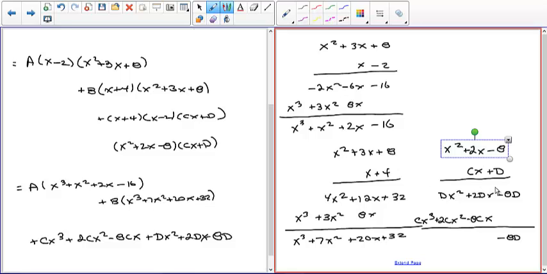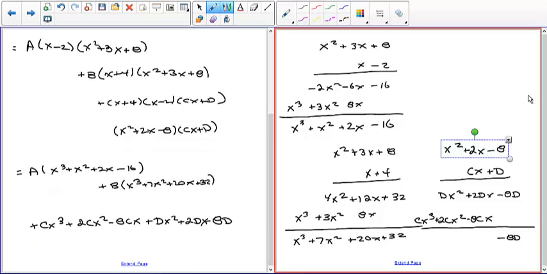And then back over here, all I did was I started here: cx cubed plus 2cx squared minus 8cx plus dx squared plus 2dx, which I forgot the x initially, but I knew I made a mistake because I only had one x term and I knew I needed two of them. And then you have minus 8d. So once you've got all those written out, then I ended up just looking at the different terms.